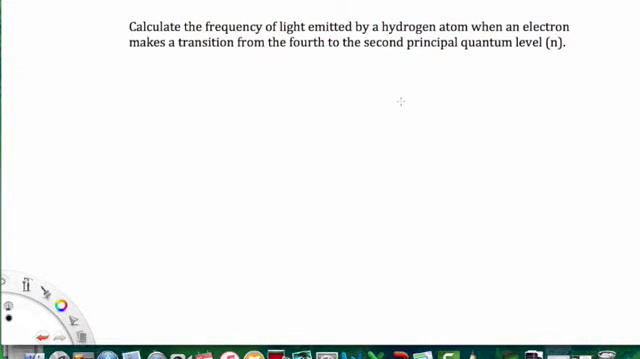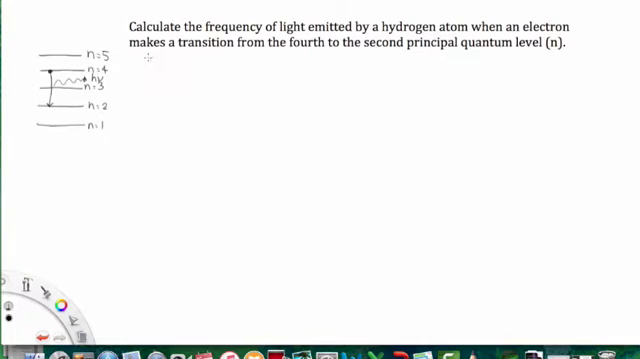So now we can actually do a problem involving the equation that we looked at before. In this problem, it says calculate the frequency of light emitted by a hydrogen atom when an electron makes a transition from the fourth to the second principal quantum level. So what this means is, if you have these energy levels, let's say this is n equals 1, n equals 2, n equals 3, n equals 4, n equals 5, you want to calculate the frequency of light that's emitted by a hydrogen atom when the electron makes a transition from the fourth to the second, and in this relaxation, it basically emits a photon.